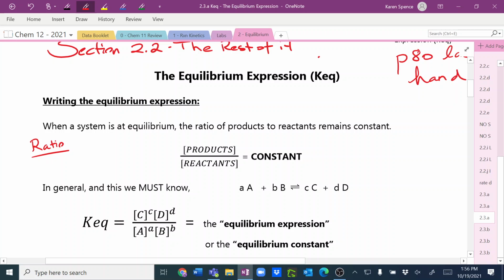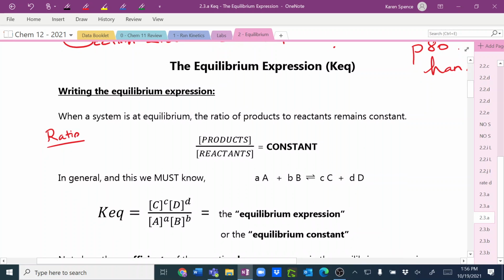And if you have trouble remembering which one goes over which one, there's a couple ways to think about it. You know, PR, like public relations, P goes over R. And if you don't like that one, if you're like, I don't know what PR is, that's not going to help me, then you can think it's alphabetical order. P comes before R, so P goes over R, okay? So concentration of products over concentration of reactants.